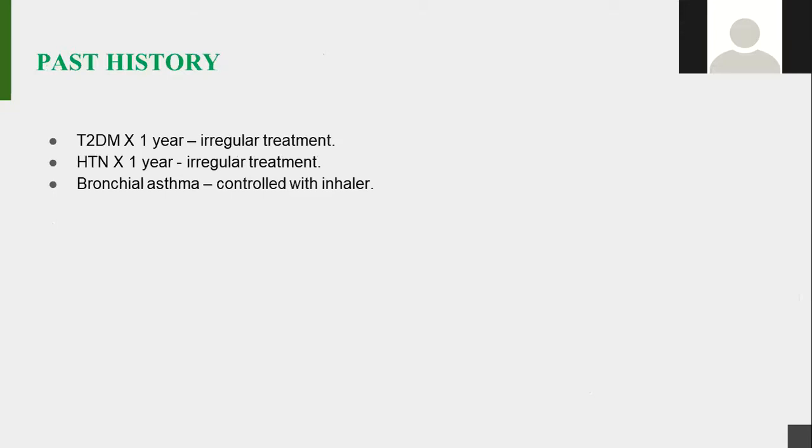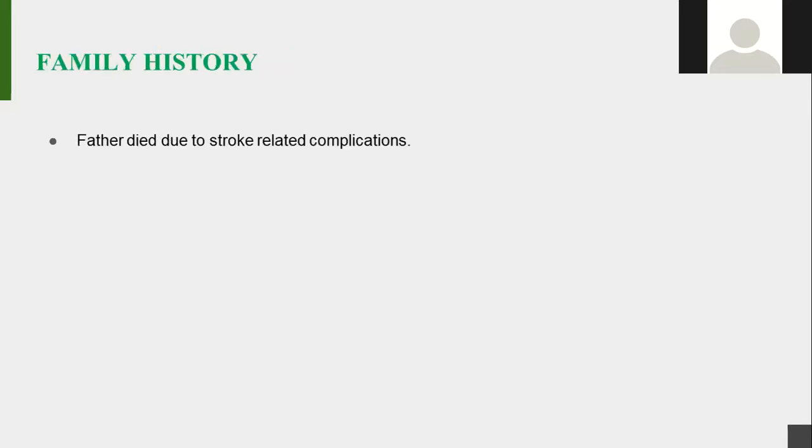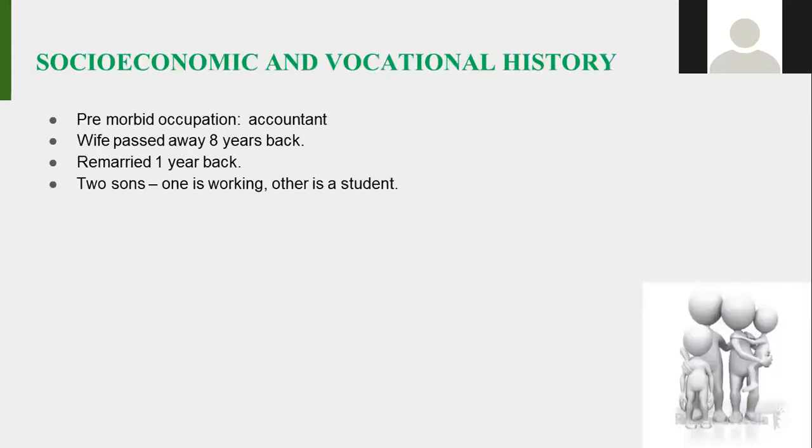Next slide, the comorbidities. He has had diabetes for the past 1 year, and he was on irregular treatment, also hypertension. He was on irregular treatment, and his bronchial asthma was controlled with the use of an inhaler. Personal history, he was an alcoholic, and the bladder is under continuous bladder drainage. Bowel is continent, and he passes stools once in 2 days, and his sleep is disturbed. In the family history, his father had a similar stroke. There was nothing else significant.